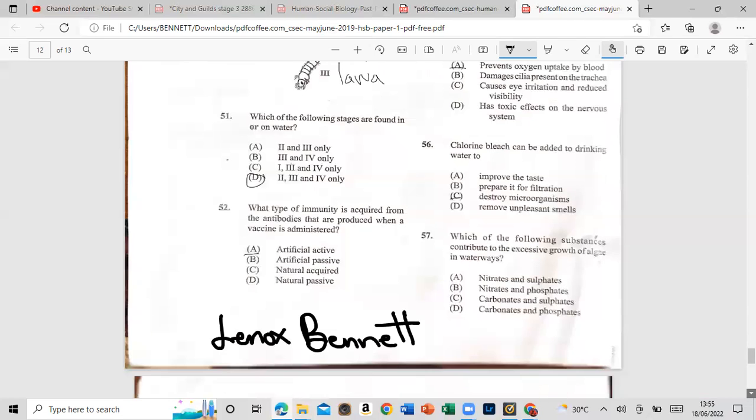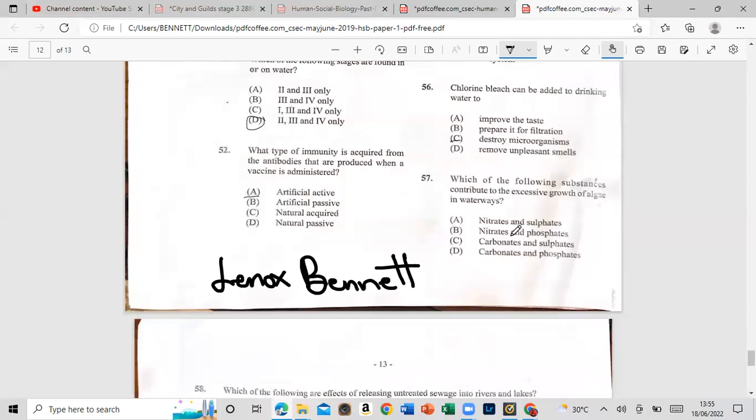So 57, which of the following substances contribute to the excessive growth of algae in waterways? A, nitrates and sulfates. B, nitrates and phosphates. Or is it C, carbonates and sulfates? Or D, carbonates and phosphates? And that is B, nitrates and phosphates. So we have reached the very end.